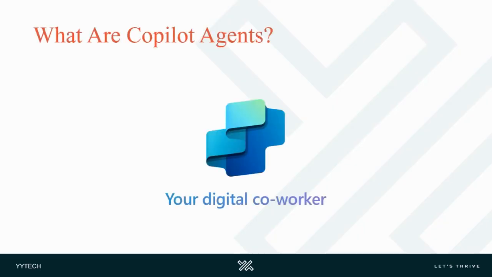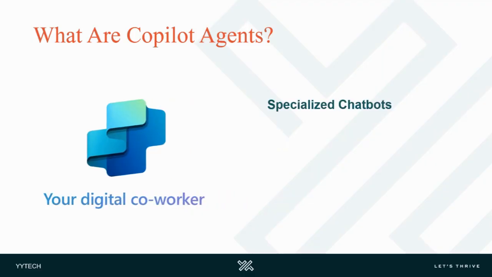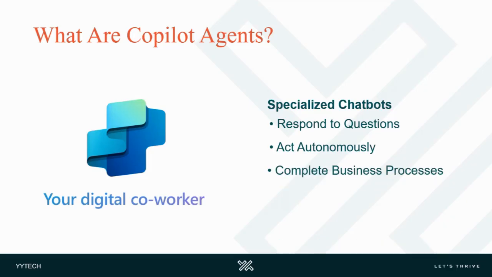Copilot agents are specialized chatbots designed to handle specific tasks in your workplace with minimal user input. These agents use automation and artificial intelligence, or AI, to respond and resolve user questions in real time, act autonomously, making decisions based on data and predefined goals, and finally, execute business processes. Agents extend the capability of Copilot, enabling smarter, faster, and more efficient workflows.